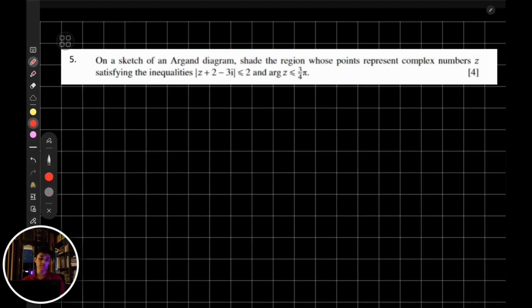Alright, so question 5. On a sketch of an Argand diagram, shade the region whose points represent complex numbers z satisfying the inequalities: modulus of this is less than 2, and argument of z is less than 3/4 of pi. Let's forget this part and start off with this part. So draw an Argand sketch, and this is your diagram.